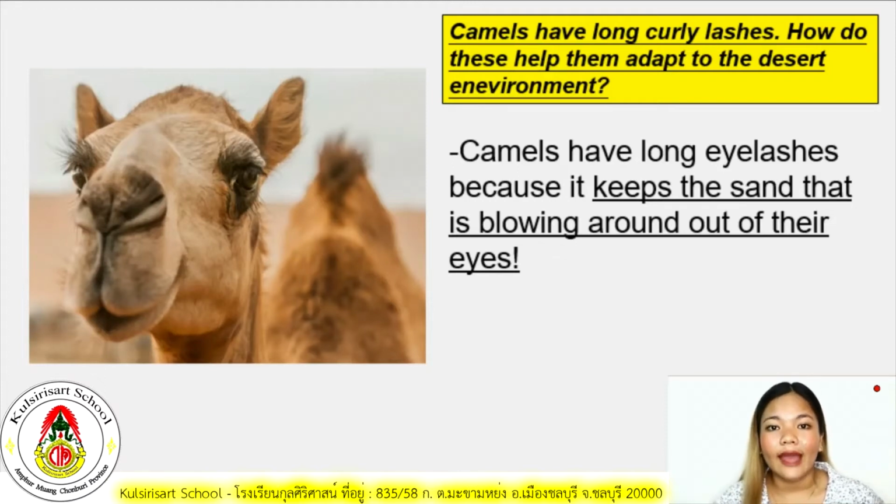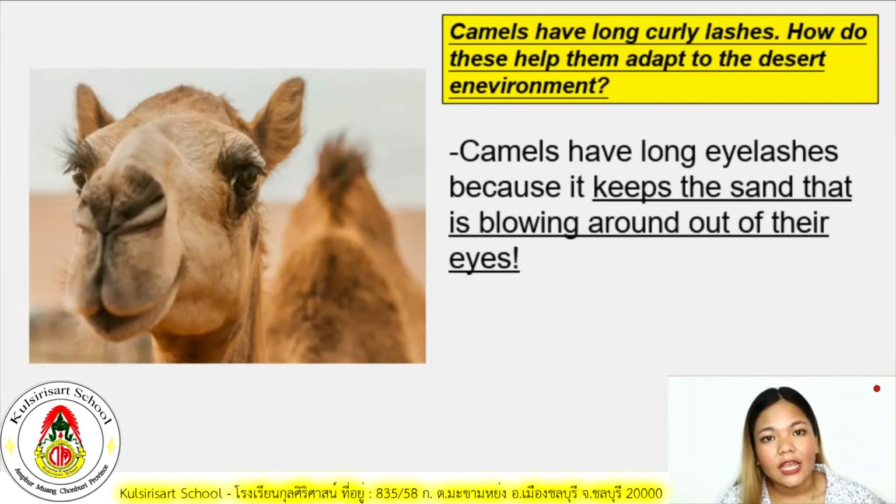Now, we all know that camels are very common in desert places. And when we say desert, these are places that are covered in sand. These long lashes of camels are what keep the sand that is blowing around out of their eyes. So these long lashes have functions for camels as well. They are not just there as an accessory, and this is also another type of adaptation among camels, okay? I hope that this is already clear to you.